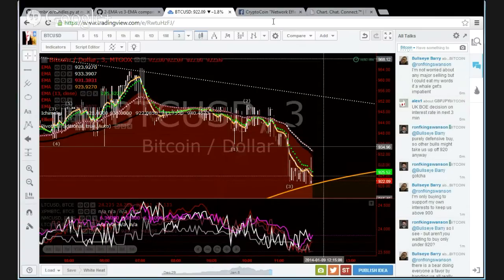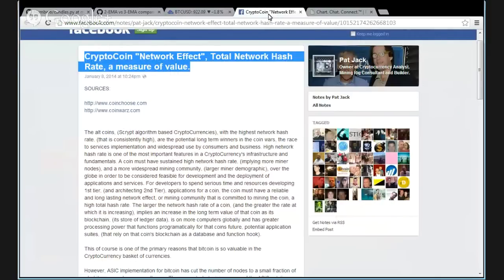Okay, so while this settles out, we'll go to CryptoCoin Network Effect. The altcoins, scrypt algorithm-based cryptocurrencies with the highest network hash rate that is consistently high are the potential long-term winners in the coin wars, the race to services implementation and widespread use by consumers and business. High network hash rate is one of the most important features in cryptocurrency's infrastructure and fundamentals.